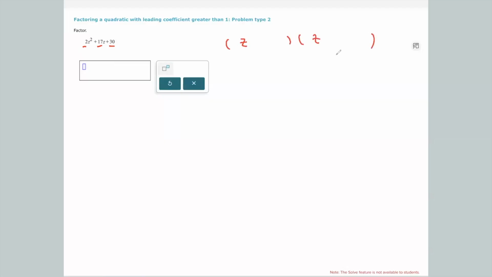So I'm going to have z times z, which is going to give me the z squared. Now 2, how do I get 2? I could do 1 times 2, so let's put 2z and z. And now whatever two numbers I put here, they're going to need to multiply to 30. And keep in mind, whatever number is here, it's going to get multiplied by 2z, plus something times z, and that's going to need to add to 17.